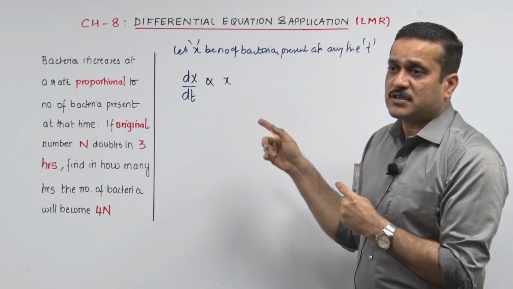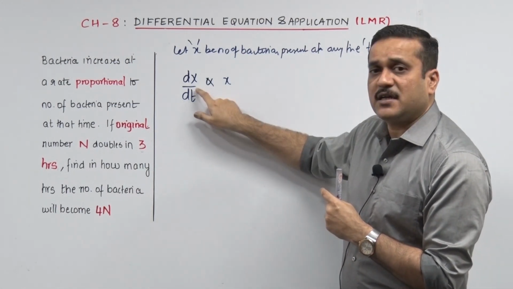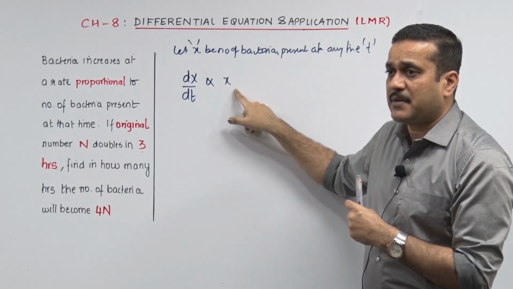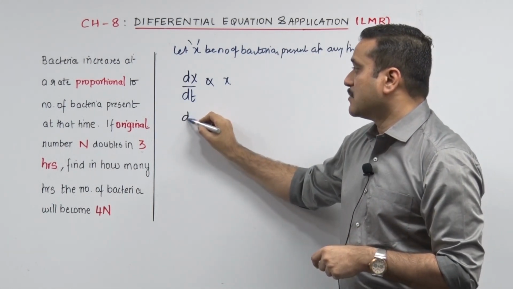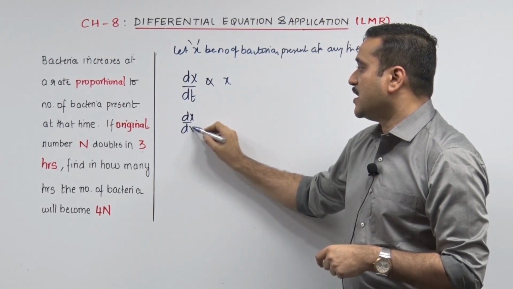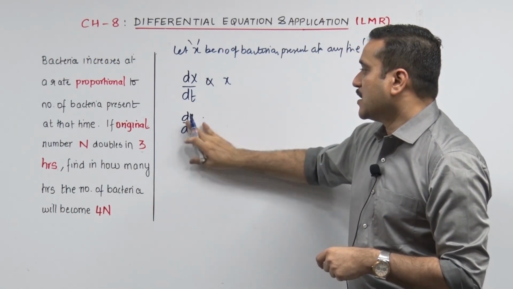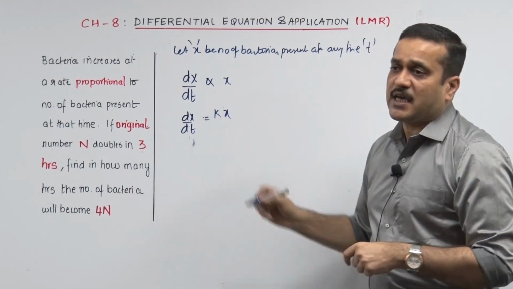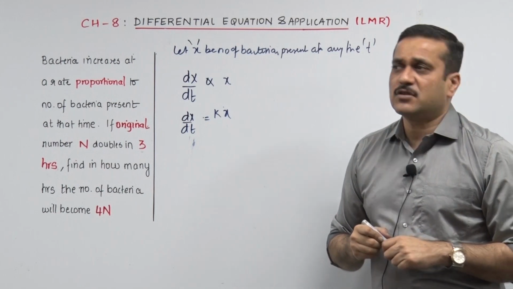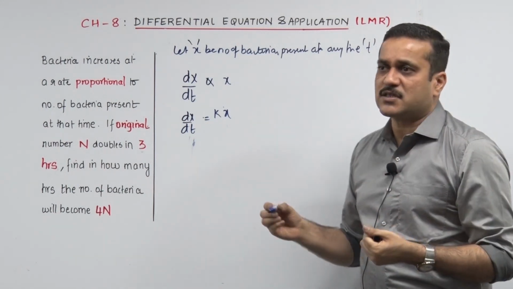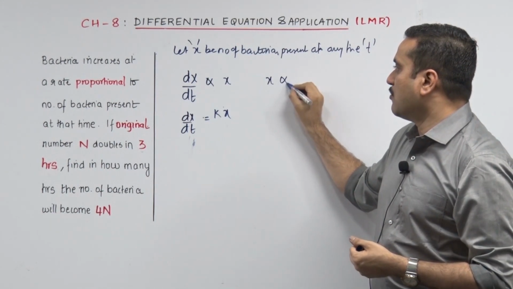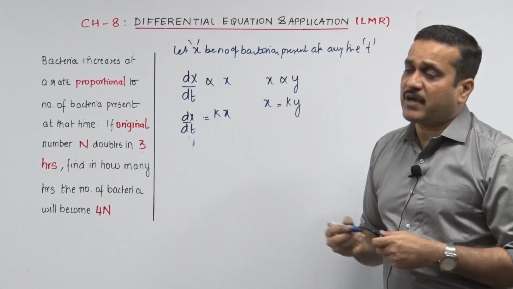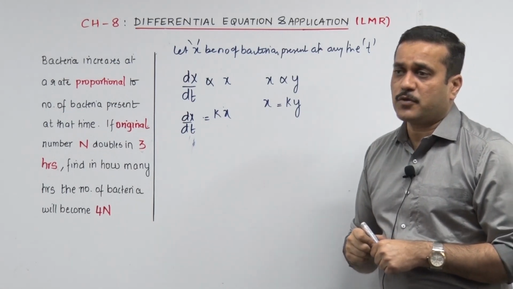Right now you are checking the first thing. The rate at which the bacteria is increasing is proportional to the number of bacteria present at that time. So dx by dt is equal to k into x, where k is some constant of proportionality. This is something taught to us in school: if x is proportional to y, then x is some constant multiplied by y, where k is called the constant of proportionality.